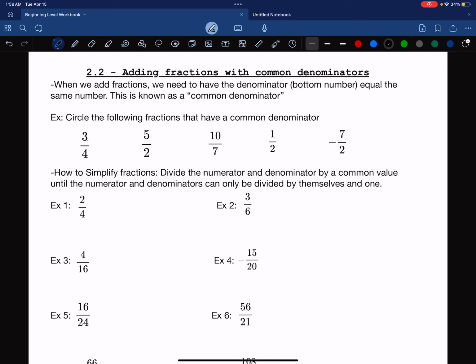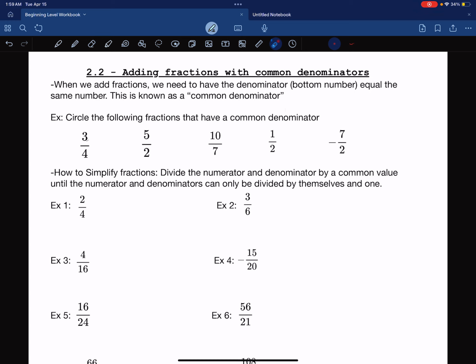Welcome to section 2.2, and in this video we are going to learn a little bit more about fractions, and we are actually going to begin doing some operations with them. We are going to learn how to add two fractions together that have common denominators. So first things first, when we add fractions, we need to have the denominator, this bottom number here, equal to the same number. This is known as a common denominator.